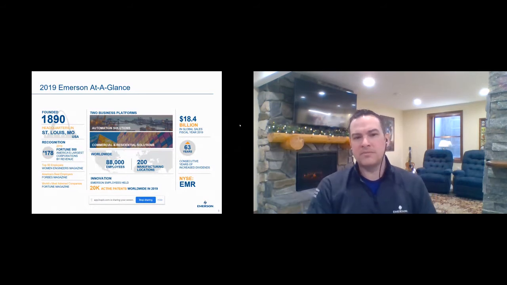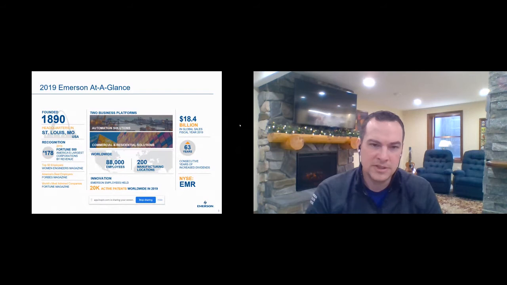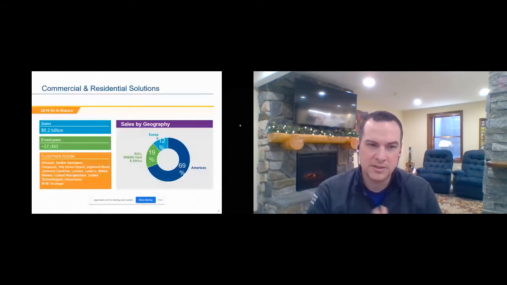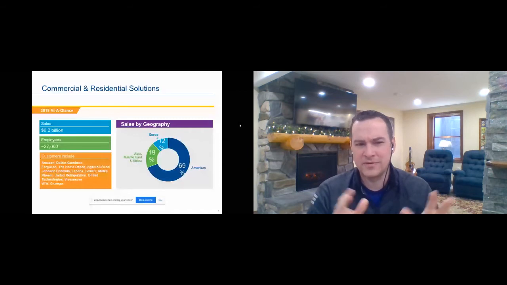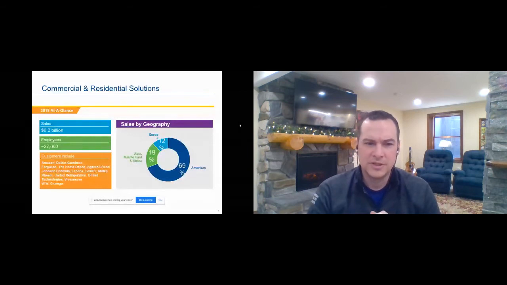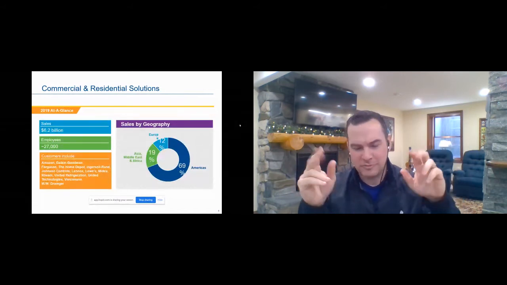And I mentioned I was in commercial and residential solutions. This is a little snapshot of commercial and residential solutions: $6 billion in sales, 27,000 employees, customers like Amazon, Ferguson, and Home Depot, and so United Refrigeration, United Technologies. Big company names.